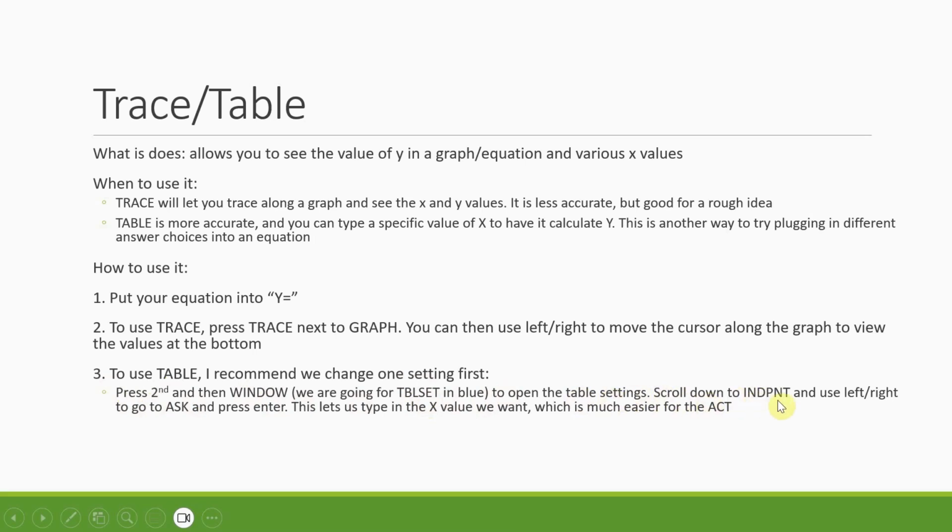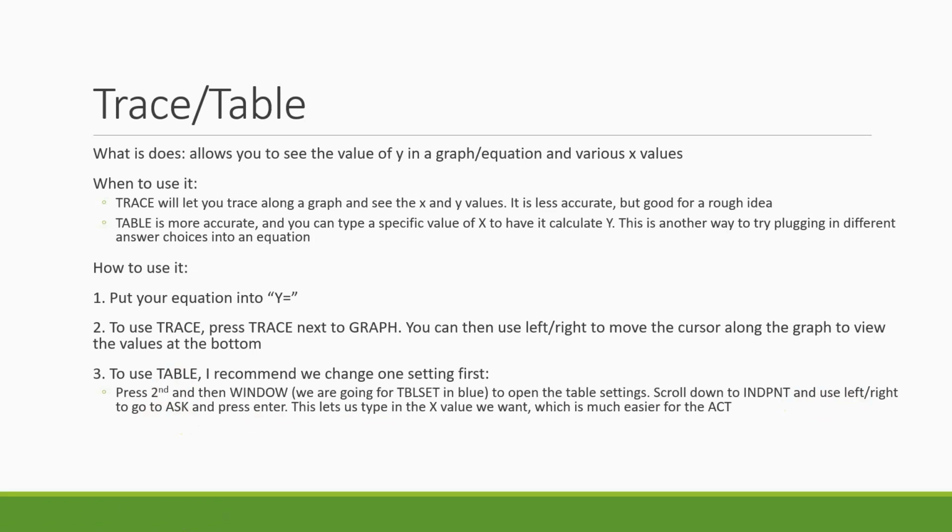Scroll down to where you see this, which is short for independent variable. In other words, the x variable. And then use your left and right cursor to go over to where it says ask and press enter. What this is going to do is then when you go to the table, it's going to have you type in what x values you want, because otherwise it's just going to autofill some random numbers.